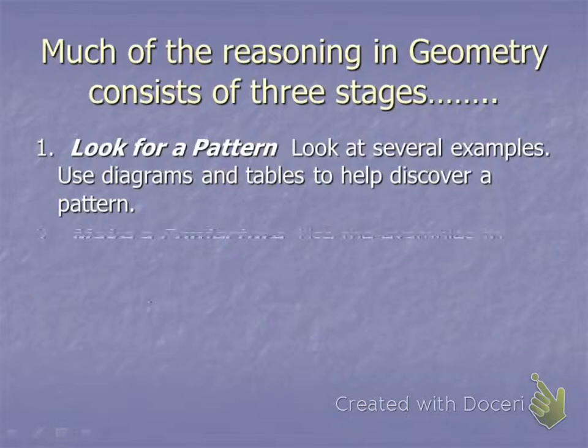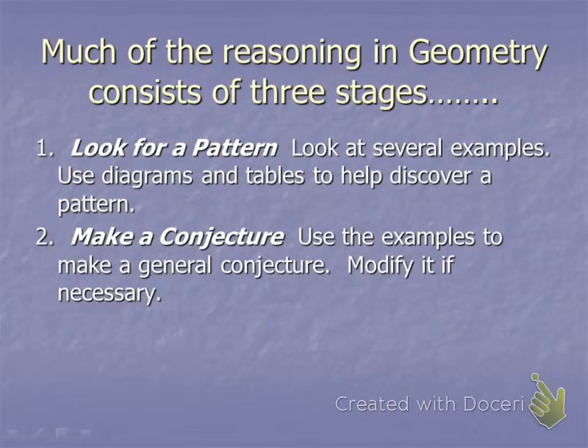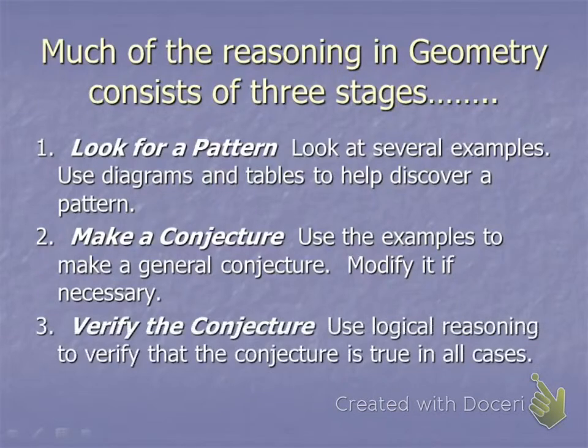After we notice a pattern, we are going to make a conjecture. Use the examples to make a general conjecture. Modify it if needed. So sometimes you'll think you have the right conjecture, and then someone will think of an example that proves you wrong. So we might have to change your conjecture. Then we're going to verify the conjecture. So use logical reasoning to verify the conjecture is true for all cases.